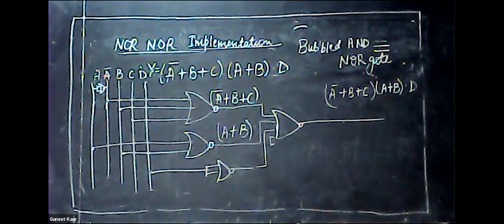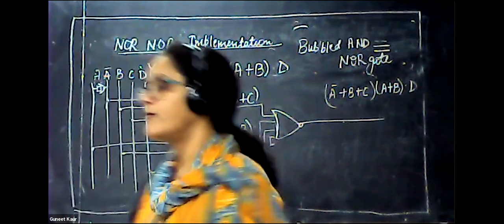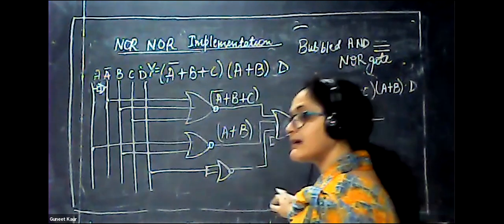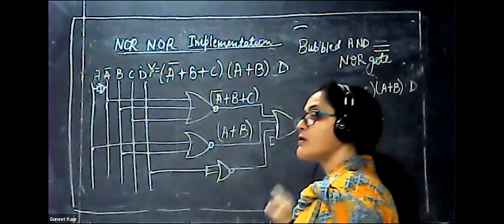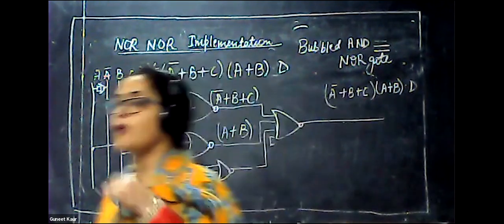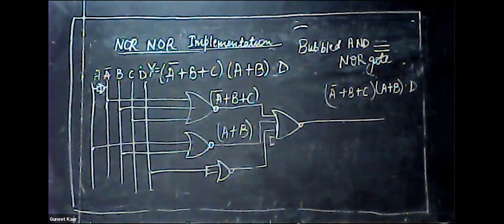For the fourth variable, that is your D, you can see on the diagram, you will also put the NOR gate. So with this, we have completed the NOR implementation, and today we have completed the NAND implementation.